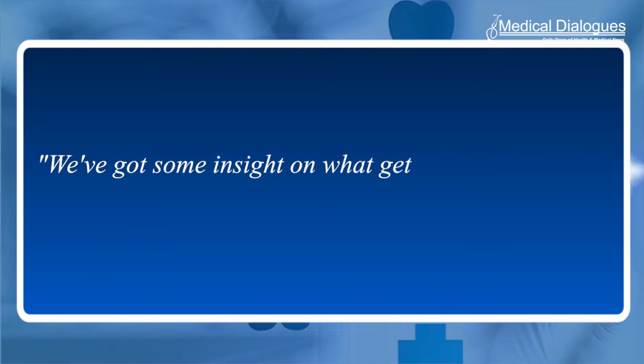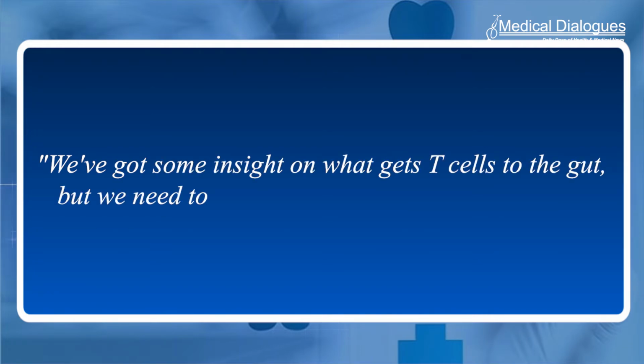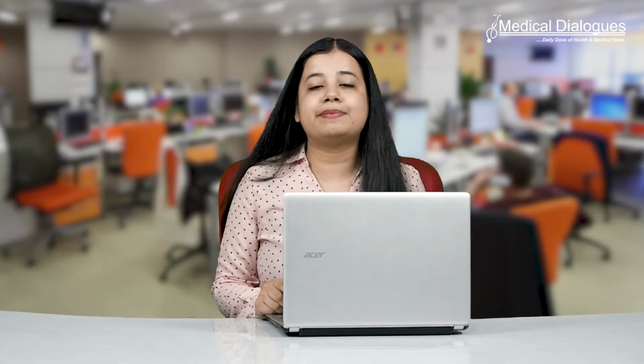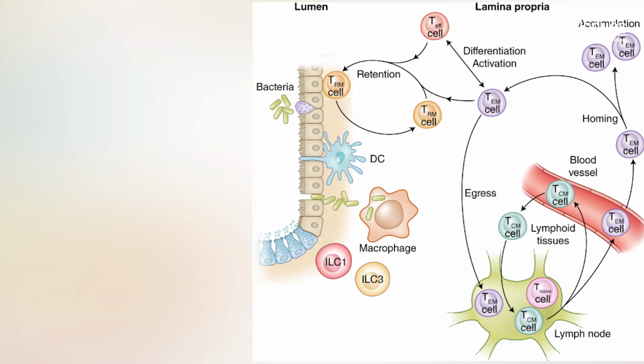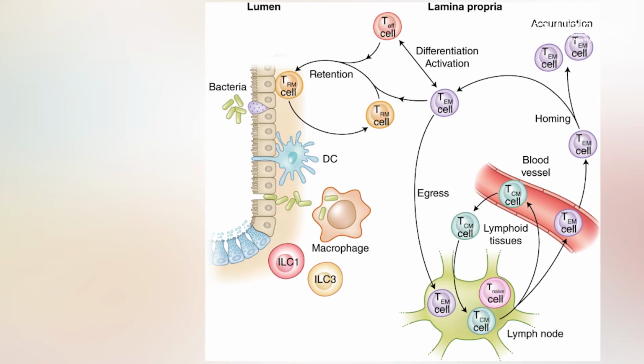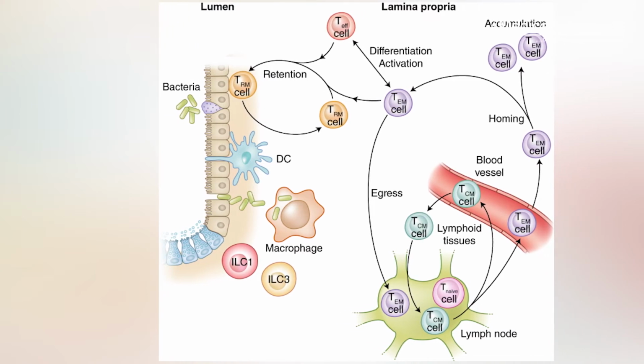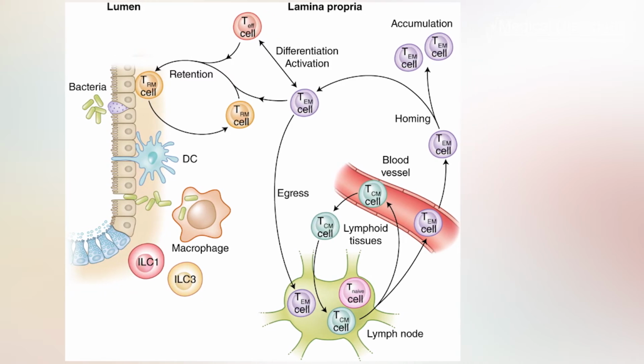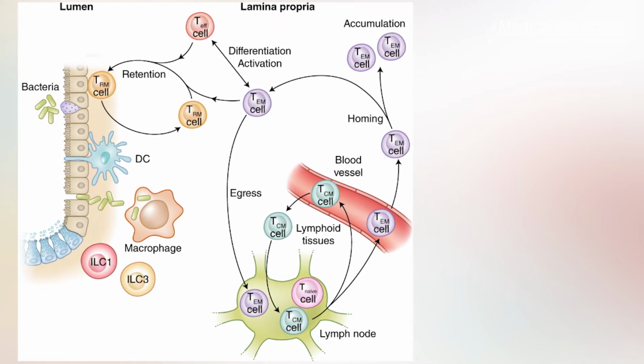But what keeps these T-cells in the epithelium to do their job? "We have got some insight on what gets T-cells to the gut, but we need to understand what keeps them there," says Cronenberg. In fact, a lot of immune cells reside long-term in specific tissues. By understanding the signals that keep T cells in certain tissues, Cronenberg hopes to shed light on conditions like inflammatory bowel disease, where far too many inflammatory T cells gather in the bowel.